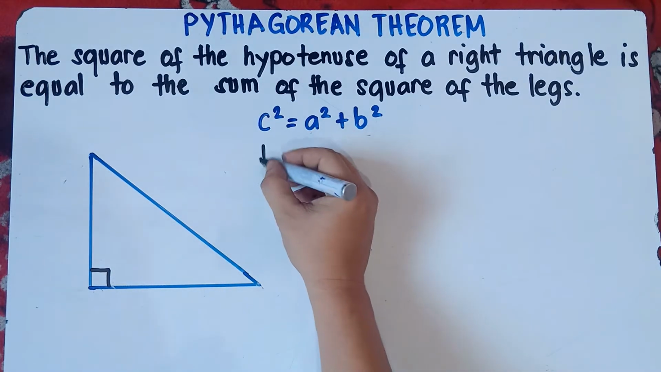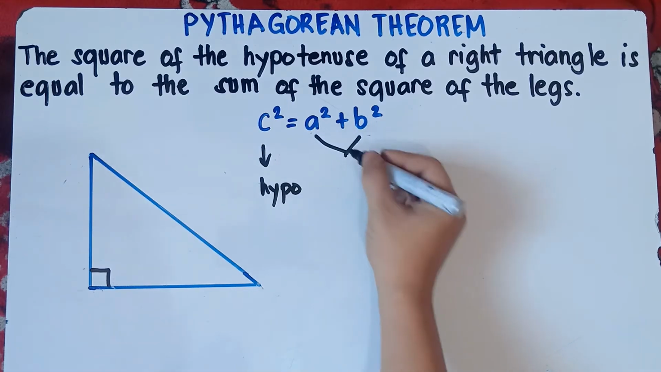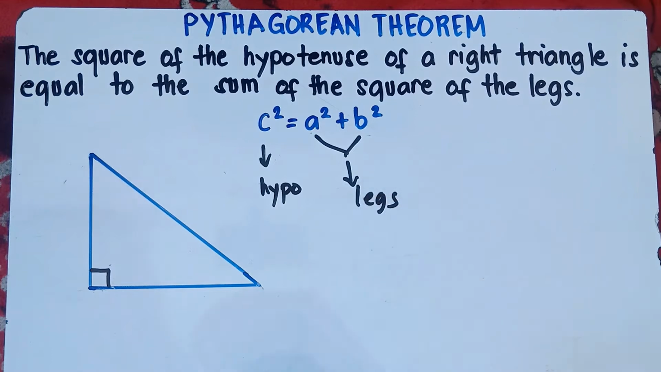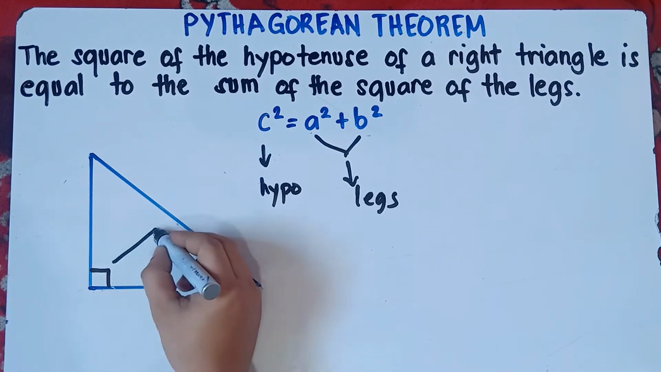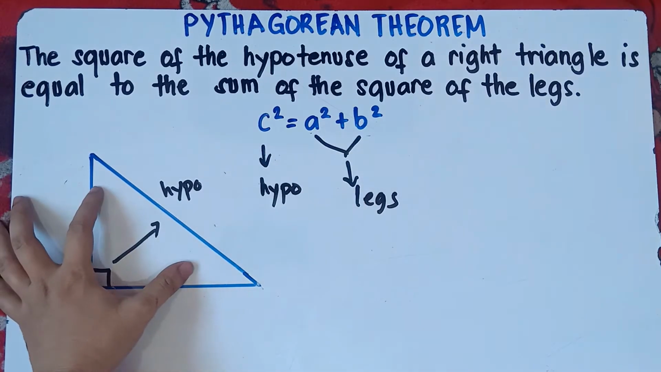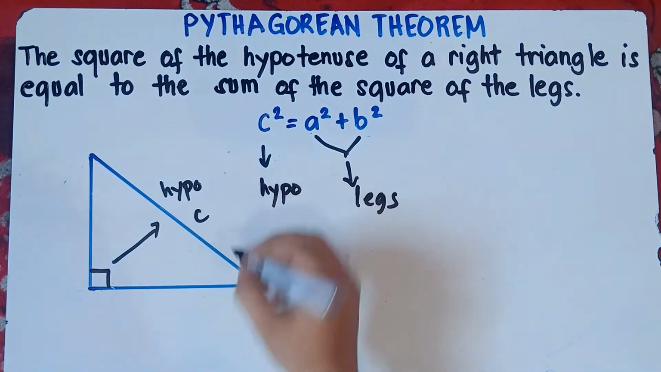Now, this c right here, class, is what we call the hypotenuse. And this a and b, this is what we call the legs. Now, let's talk about the hypotenuse and the legs. If I have here a given right triangle, once again, we call this one a right triangle, if one angle measures exactly 90 degrees, and this will be this angle. Now, the opposite of this angle will be the hypotenuse. The longest side is what we call the hypotenuse, or we can label this one as C. Okay, so this is C.